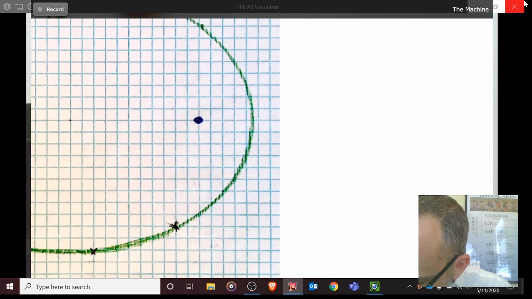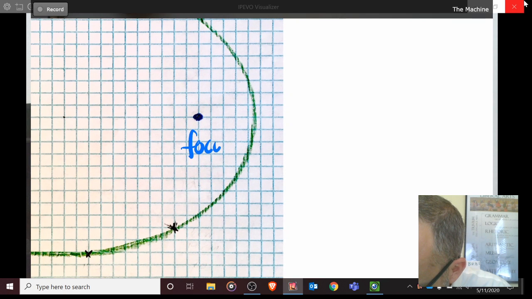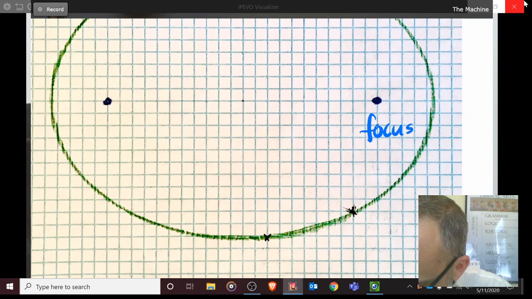Let me zoom in here. This is a focus. And this other here is a focus. And the plural is foci with an I. But now the center of the ellipse is in the middle of these.